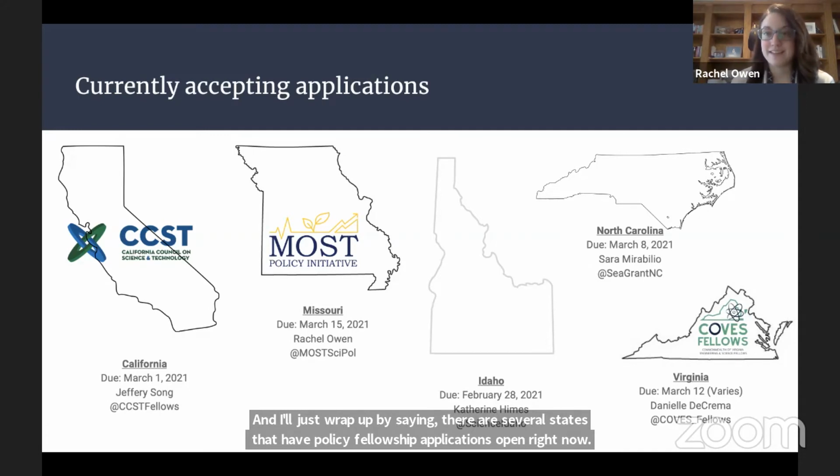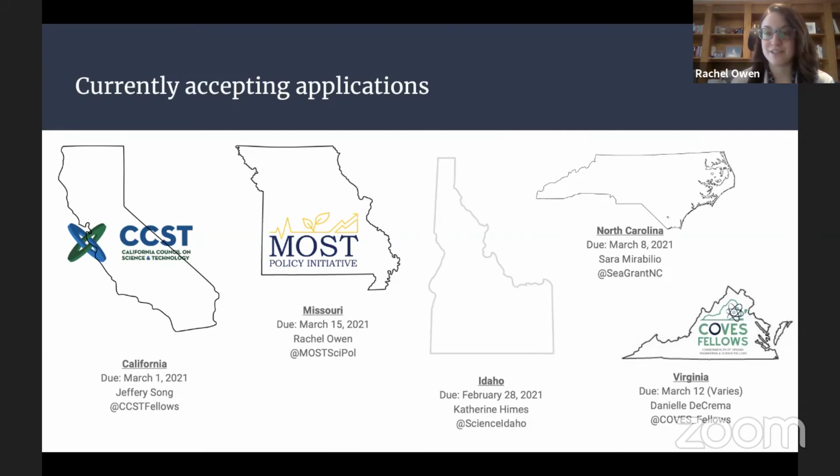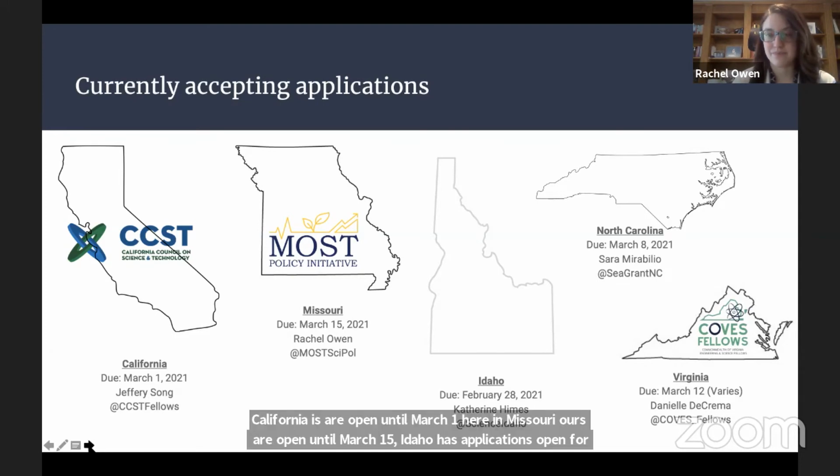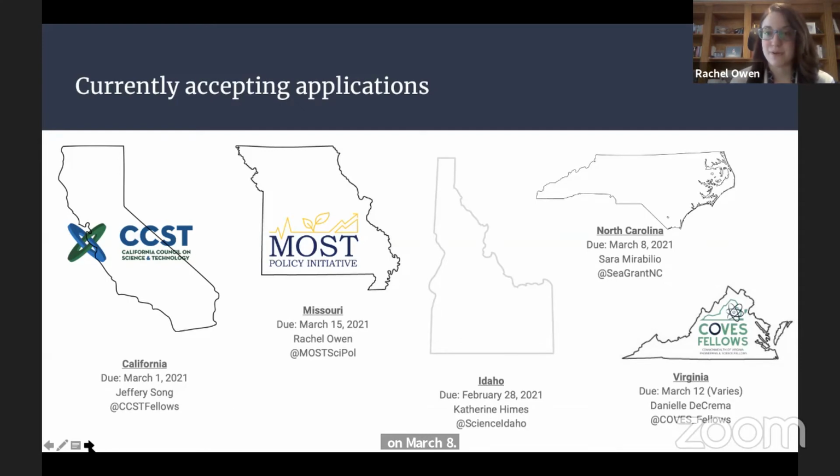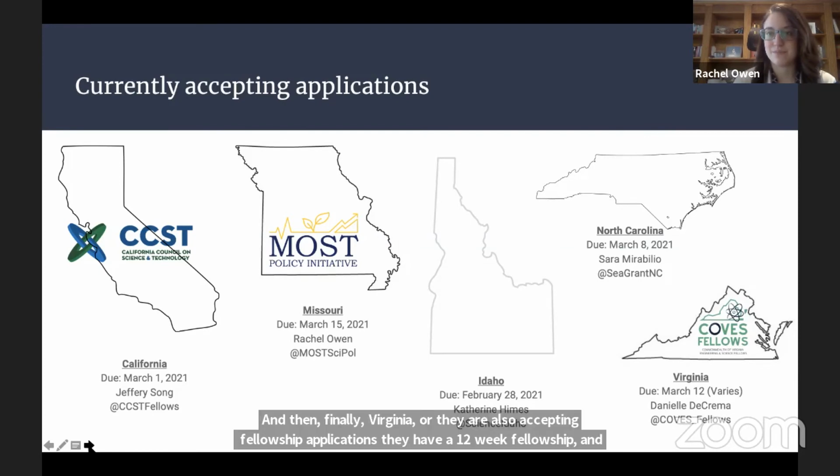And then finally, Virginia, they are also accepting fellowship applications. They have a 12-week fellowship, and to apply you have to be enrolled at a university in Virginia, and the date that they're due varies. But if you're interested in any of these programs, I've put the Twitter handles on here and the main contact for those programs, so that way you can get in touch. Also happy to connect you with anybody if you're interested in these programs.